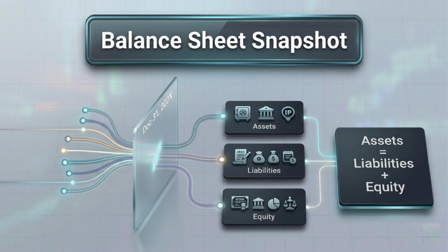Assets are resources controlled by the entity that are expected to provide future economic benefits. Liabilities are present obligations that require future sacrifice of economic resources. Equity is the residual interest after deducting liabilities from assets. And of course, the fundamental equation remains: assets equal liabilities plus equity. This equation must hold at every reporting date. But remember, a correct equation alone does not guarantee clear presentation.